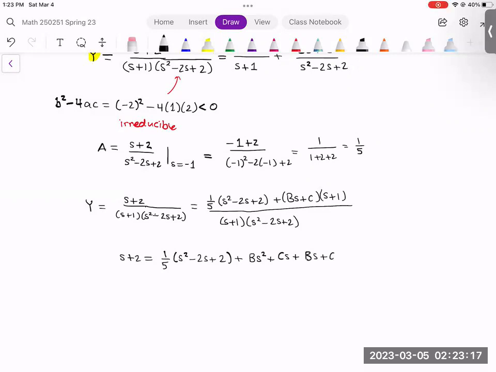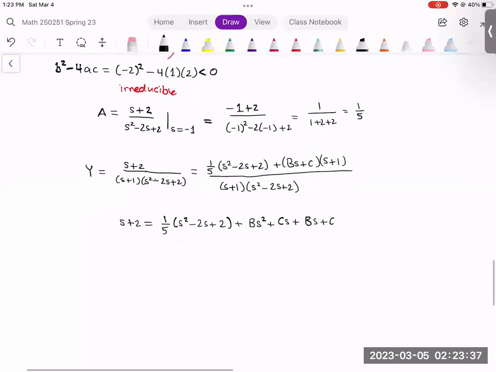Okay. Now, we can either plug in different values of s. So for example, we could plug in s equals 0, s equals 1, or another common strategy that's often helpful is regrouping based off of powers. So I'm going to do that here just to show it off.